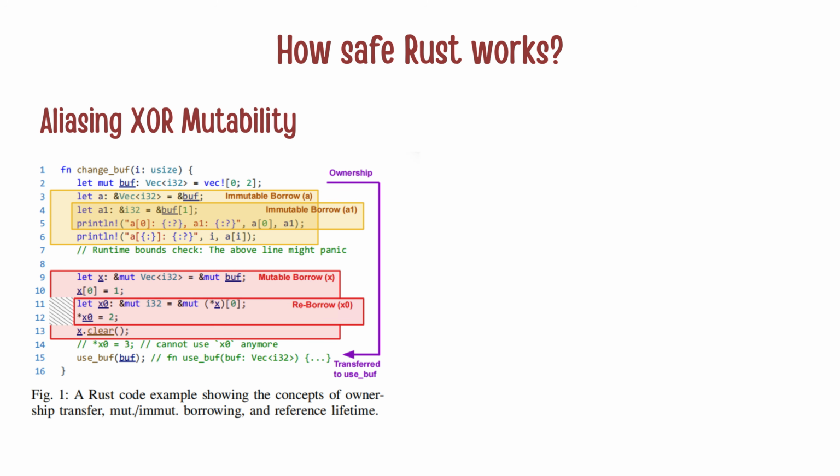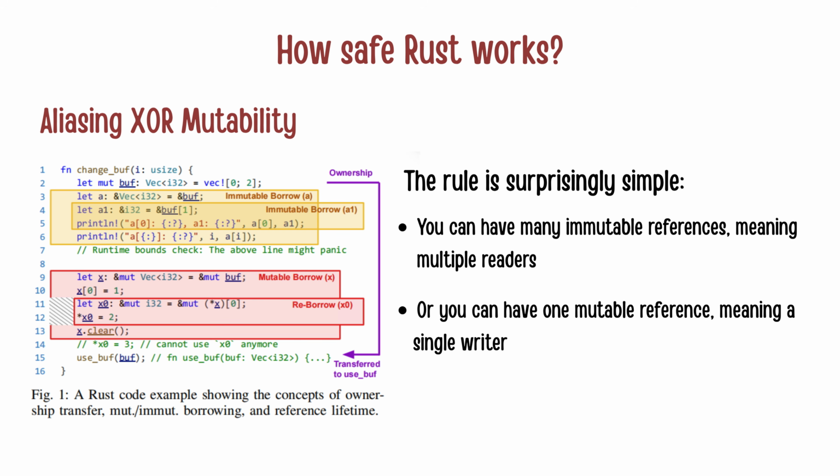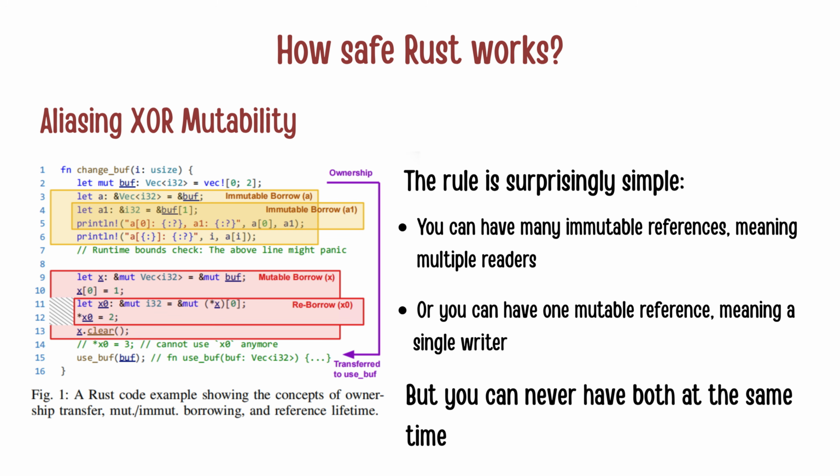Now we come to one of Rust's most famous rules. Rust follows the principle called aliasing XOR mutability. The rule is surprisingly simple. You can have many immutable references, meaning multiple readers. Or you can have one mutable reference, meaning a single writer. But you can never have both at the same time.